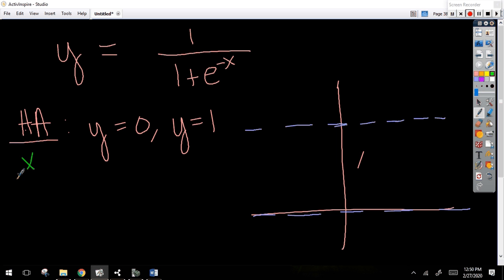We need to get on both sides of the axis a little bit. So let's do -1, 0, and 1. Definitely use your calculator for this one. When you do, make sure this is in parentheses.